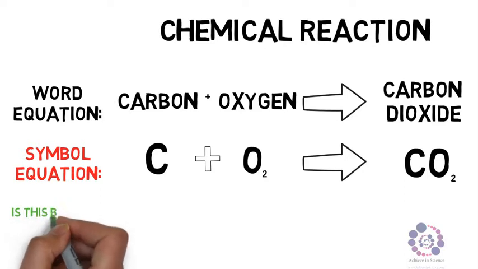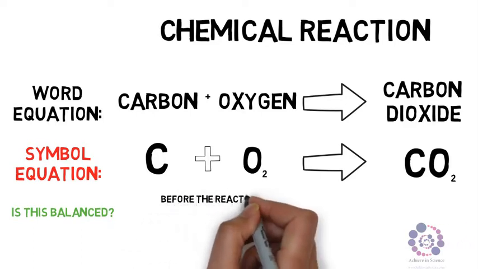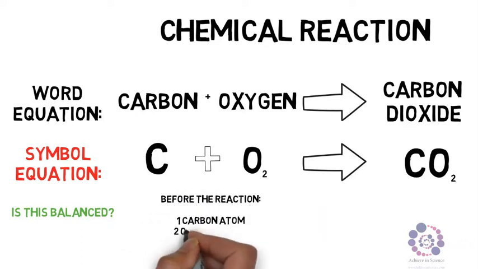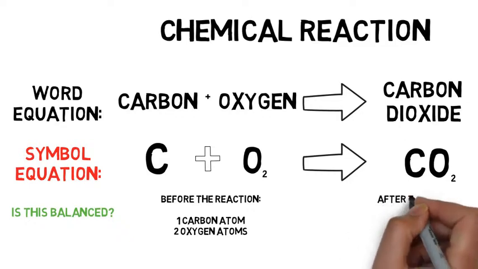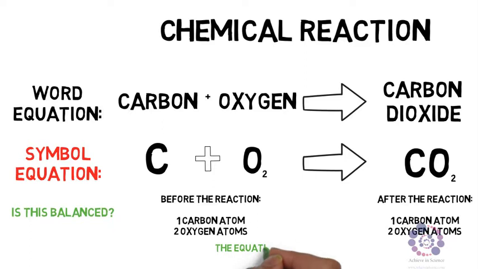We can look at whether this is balanced. If we look at the number of atoms before, we have one carbon atom and two oxygen atoms, and if we look at what we have produced after the reaction, we have one carbon atom and two oxygen atoms. We can see whether this is balanced or not. In this case, the equation is balanced, as there is the same number of atoms before and after.